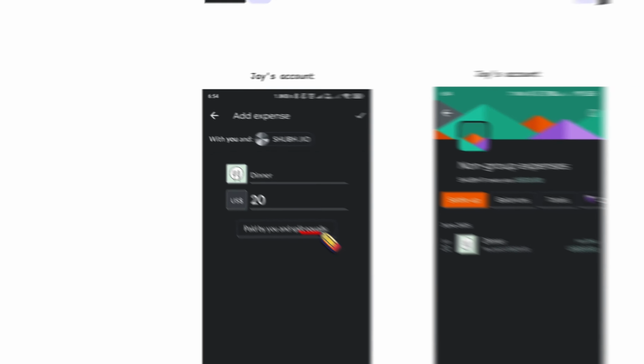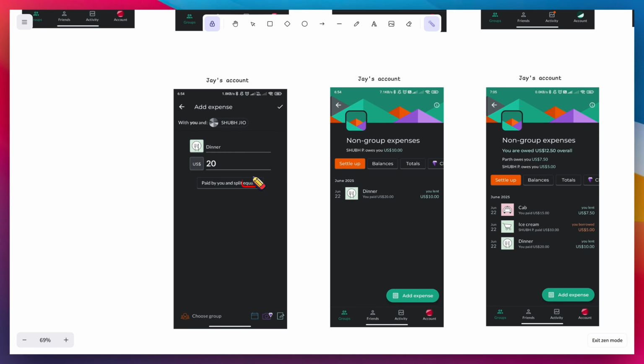Currently we have decided to split that bill equally. If you click on this option, you would be getting various options. So this is a one-to-one expense, which is added into the non-group expenses.